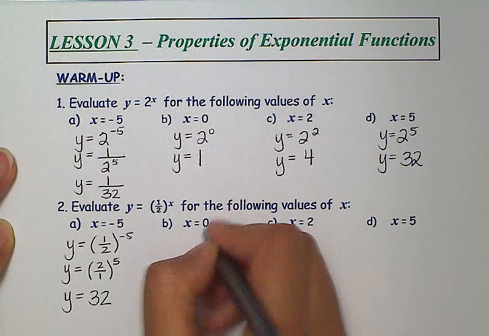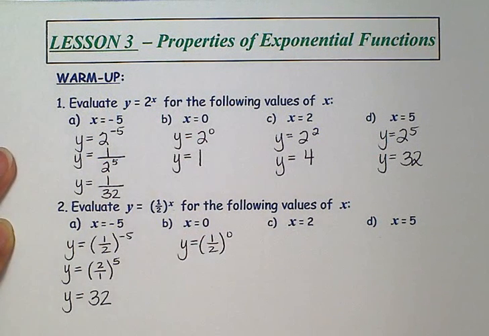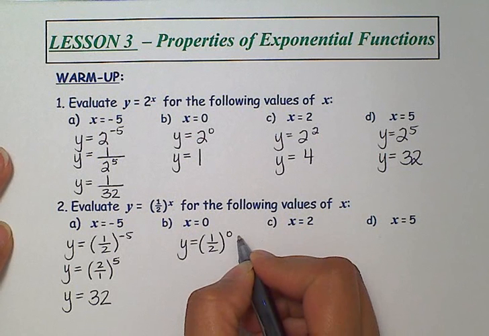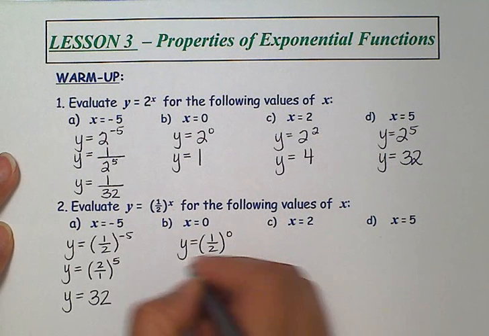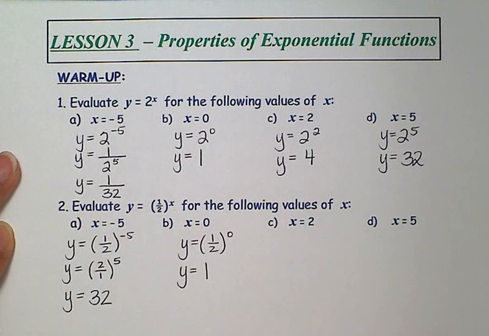Take a look at the next one. So y equals 1/2 to the exponent 0. So notice that I'm putting in the base of a half in brackets, since the exponent of 0 is being applied to all of it. And again, any base with the 0 exponent gives me a result of 1. Let's try the next one.